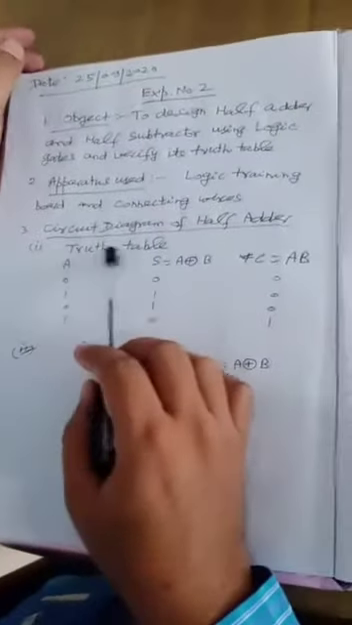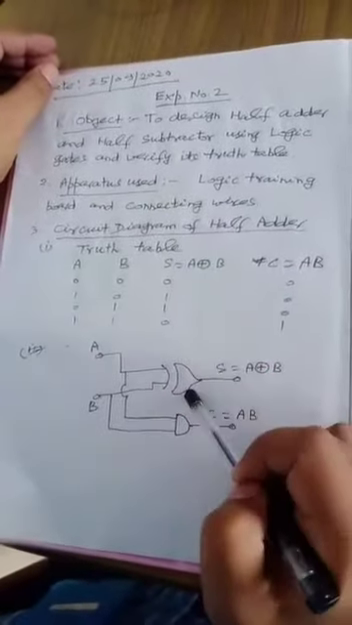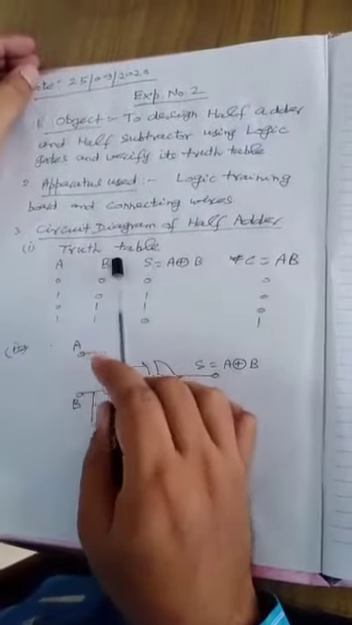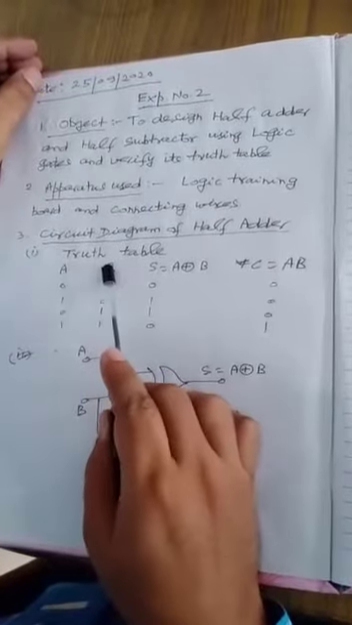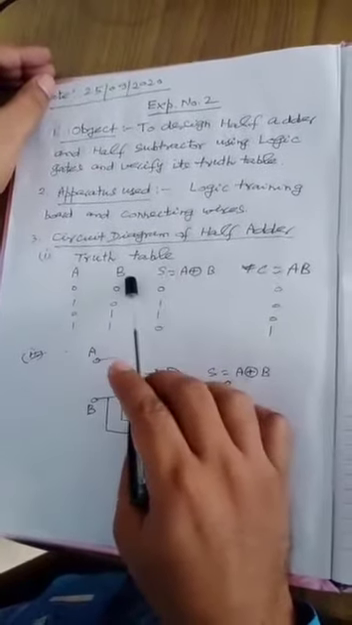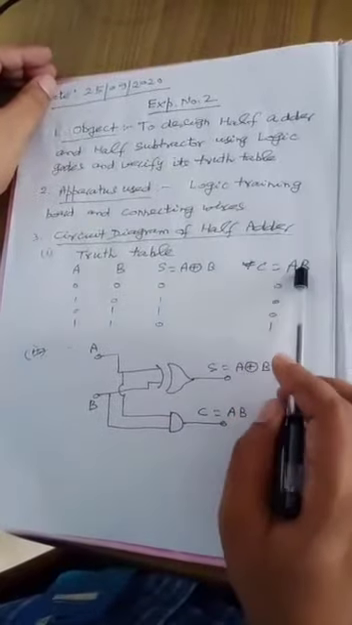Now, first we write the truth table of the half adder, then design its circuit using the logic gates. See, this is the truth table of half adder. A and B are two numbers, two inputs. We add this, then we get its sum and its carry.